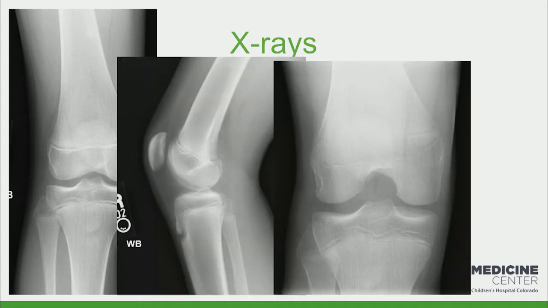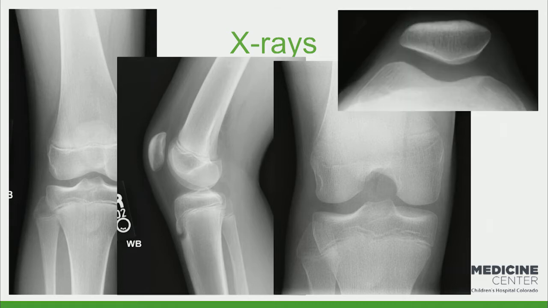The tunnel view I usually don't get unless they're 10 or older. So you're looking for an OCD typically in the tunnel view, but if you get an 8-year-old's tunnel view, you're probably going to see all this irregularity and think, oh gosh, there are these giant OCD lesions there. It's just because they're so skeletally immature and have a lot of cartilage that you are seeing what you think may be an OCD. And then your sunrise view is really nice for patellar tracking.